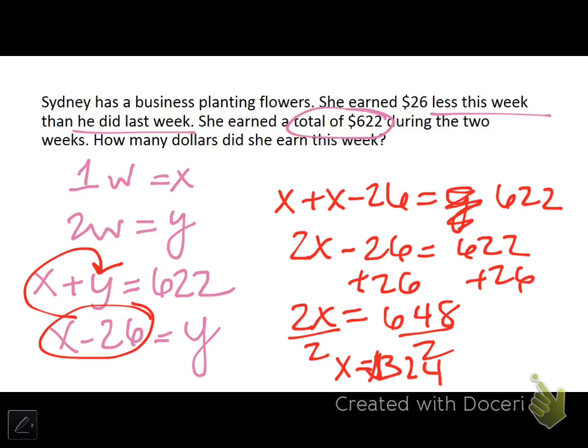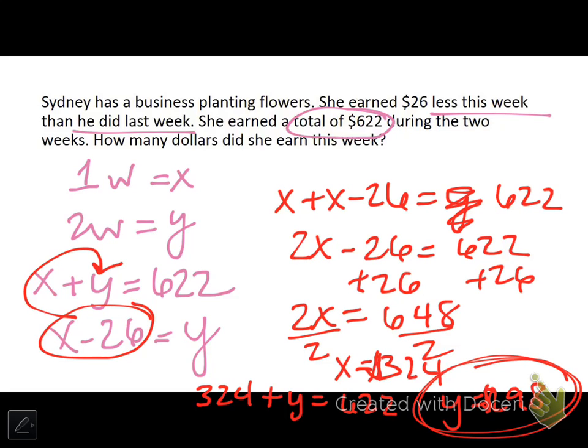Remember, always label. Okay, and we said x is the first week, and it wants to know how many dollars did she earn this week. So we want to know the second week. So we can go ahead and plug it back into the first equation. So we're going to get 324 plus y is equal to 622. So when we subtract 622 and 324, y should equal $298. So my answer then is $298.